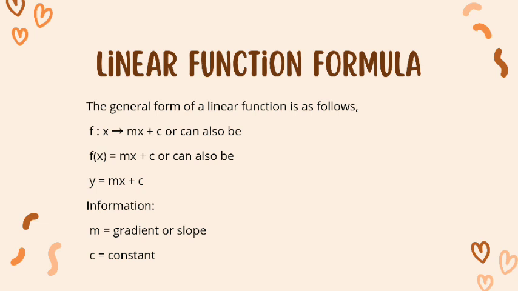Linear function formula. The general form of a linear function is as follows: f(x) equal mx plus c, or can also be f(x) equal mx plus c, or can also be y equal mx plus c. Information: m is gradient or slope, c is constant.